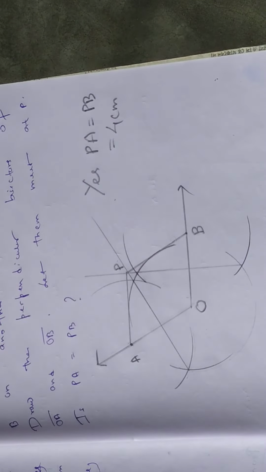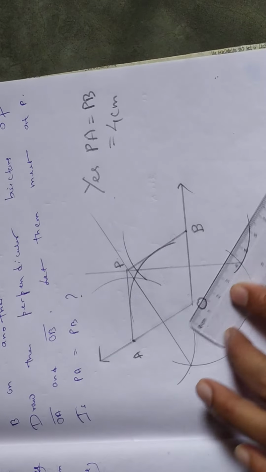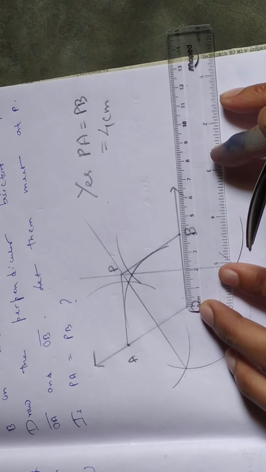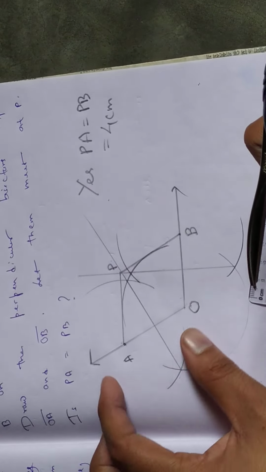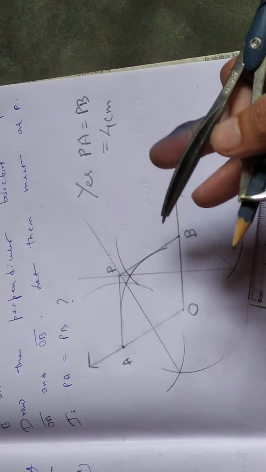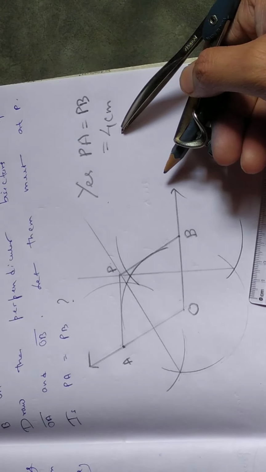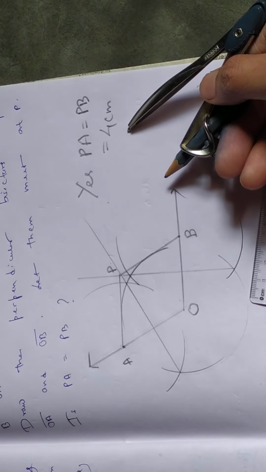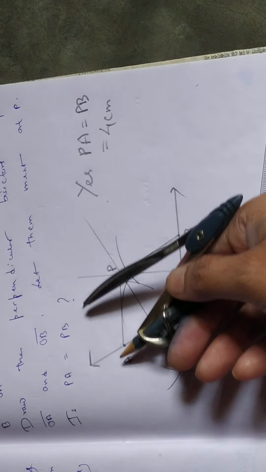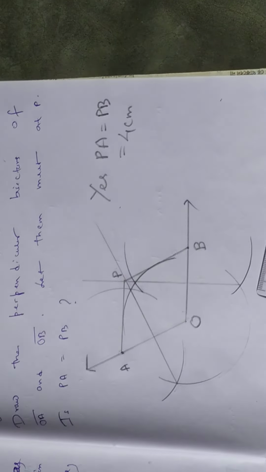Now why is it coming 4 centimeter? Because as I told you, I have taken OA and OB as 4 centimeter. So if you take any length, suppose you take OA and OB as 5 centimeter, here your answer will come 5 centimeter. So since I have taken 4, is PA equal to PB? Yes, and it is coming 4 centimeter. So this is the procedure.